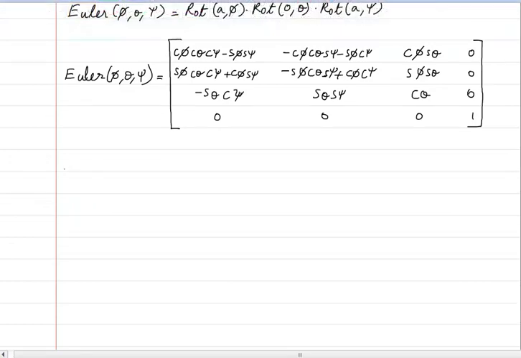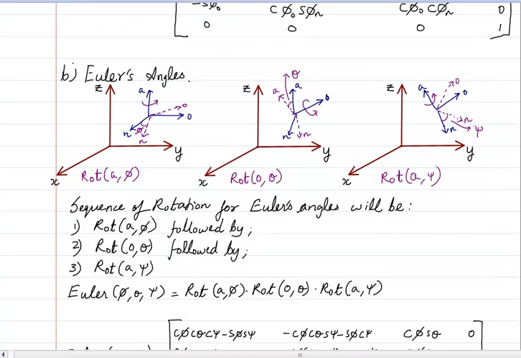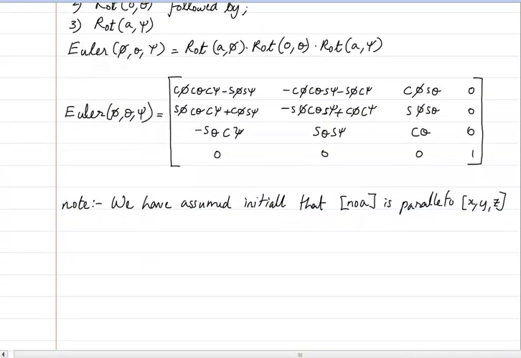Now, one of the things that we should note here, that we should not forget, is that, note, we have assumed initially that NOA is parallel to reference axis XYZ. That we have always considered. If you remember, or if you look here, we have started always with the first movement. Before that it was NOA parallel to XYZ. Even in Euler's angle case, or even in RPY, in every case it was parallel. That is what we assume.